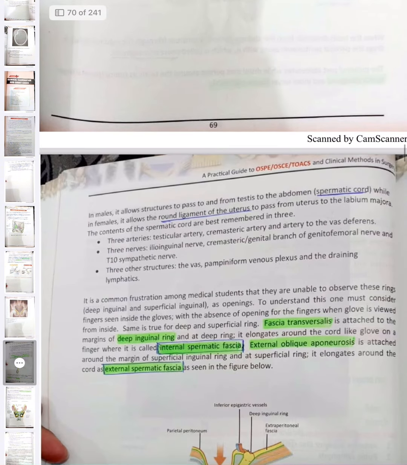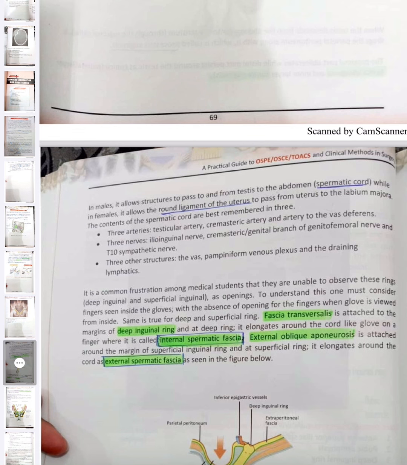In males, it allows structures to pass to and from the testes to the abdomen, the spermatic cord, while in females, it allows the round ligament of the uterus to pass from the uterus to the labium majus. The contents of the spermatic cord are best remembered as three arteries, three nerves, three other structures. The three arteries are the testicular artery, cremasteric artery, and artery to the vas deferens. The three nerves are the ilioinguinal nerve, the cremasteric or genital branch of the genitofemoral nerve, and the sympathetic nerve. The three other structures are the vas deferens, the pampiniform venous plexus, and draining lymphatics.